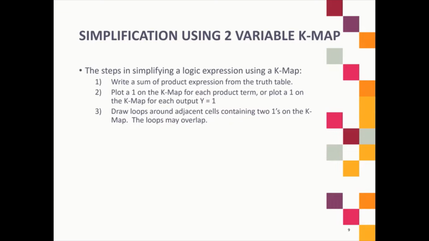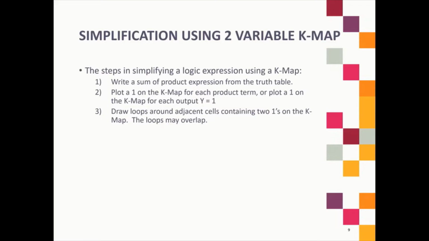Second step, you need to plot 1 on the K-map for each product term. Okay, for example, if you have 3 product terms, it means that you need to have 3 values of 1 in your K-map. Or you need to plot 1 on the K-map for each output Y that equals 1. It means that you need to count the total number of 1s in your truth table. The total number of 1s in your truth table must equal the total number of 1s in your K-map when you map the values.